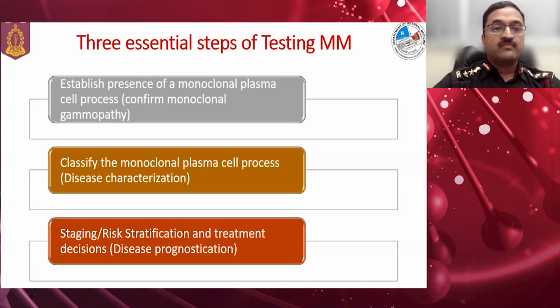So the testing in any patient who has an M protein undergoes three different phases. One is to confirm monoclonal gammopathy. Second, to characterize the type of the disease. And third, to prognosticate the disease.